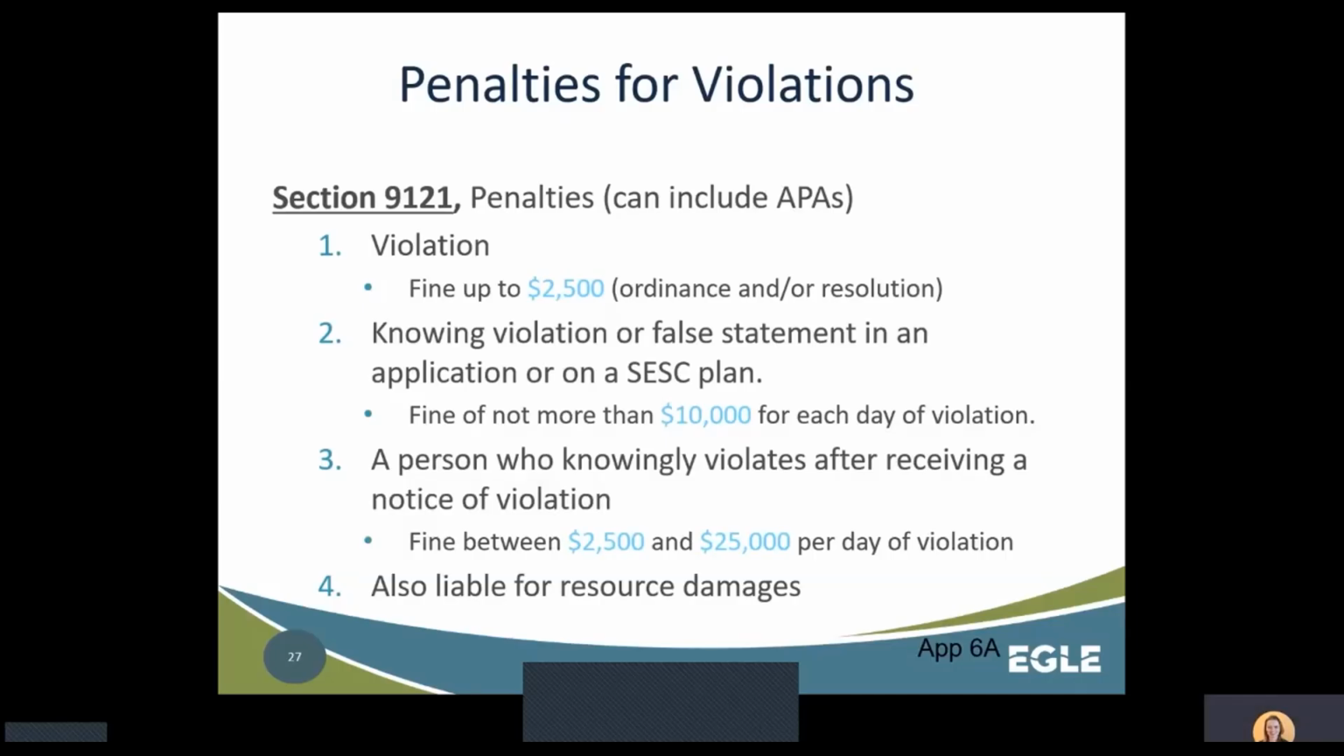A person who knowingly violates Part 91 after receiving a notice of violation is responsible for a fine of between $2,500 and $25,000 for each day of violation. A person who violates Part 91 is also liable to the state for damages for injury to or destruction of or loss of natural resources resulting from the violation.